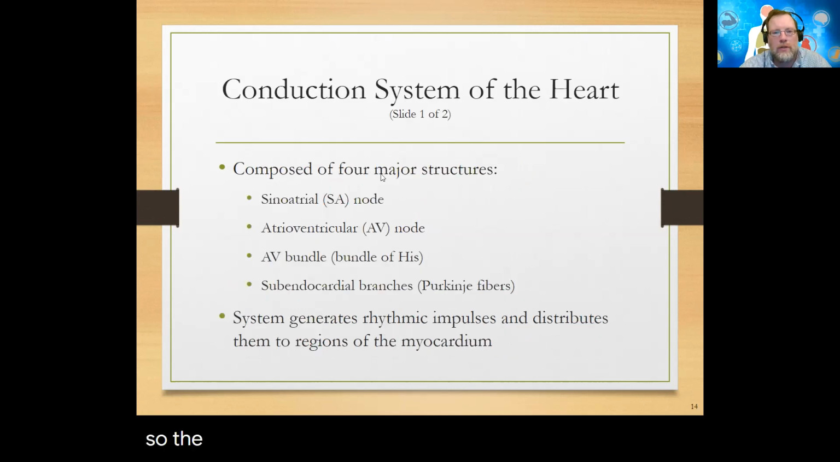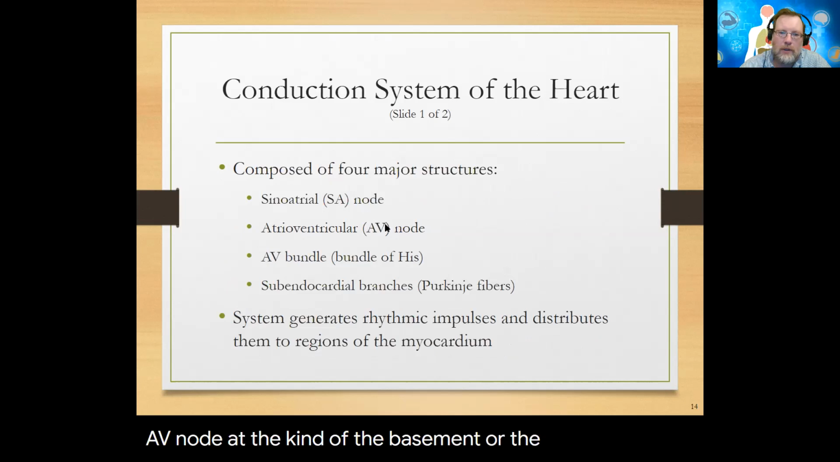Okay, so the main structures, of course, that we saw in general A&P: we saw the SA or sinoatrial node at the roof of the right atrium, and then a branch coming down into the AV node at the kind of basement or the floor of the right atrium, and then branches of the AV node travel down through the interventricular septum, what we call the bundle of His or the AV bundle, and then those bundles have branches called Purkinje fibers or subendocardial branches.